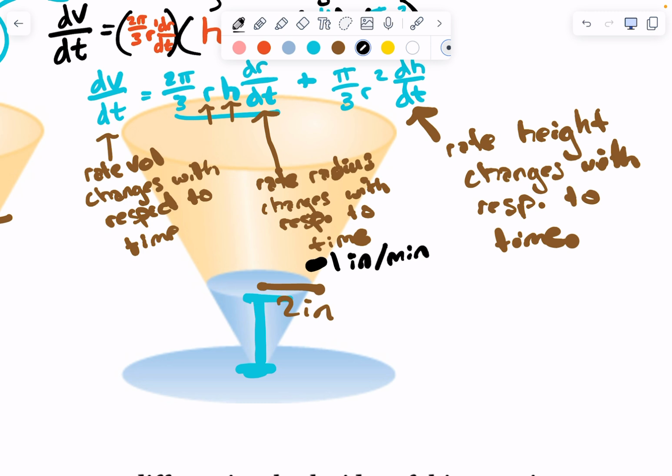To begin with, and then it's increasing at a rate of negative 2 inches per minute as it goes down and down and down, right? Same thing with the height. It's going to be negative. Okay, I'm just making those numbers up. Eventually, we'll be plugging numbers into this.